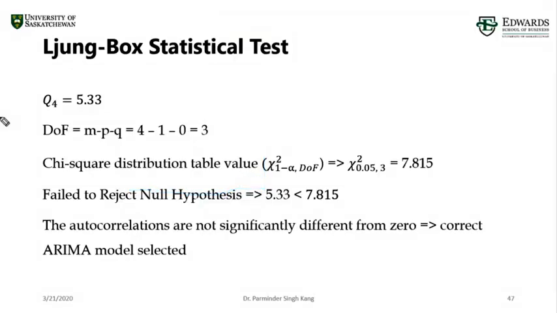So we fail to reject the null hypothesis because the calculated value at lag 4 is less than the table value, right? It simply means the correct ARIMA model is selected. The residuals exhibit white noise. So the residual terms are independent. There's no serial correlation between the residual terms. Similar to this, you should be able to conclude in your exam whether the right ARIMA model is selected or not. That concludes our Ljung-Box test statistics.